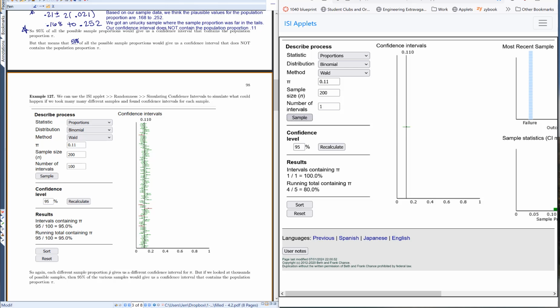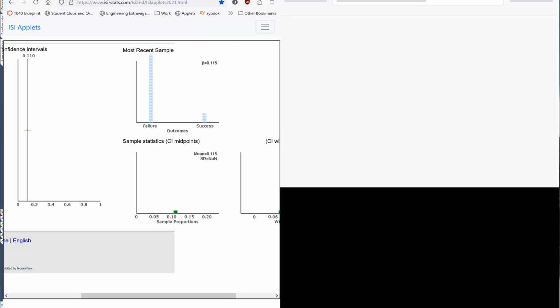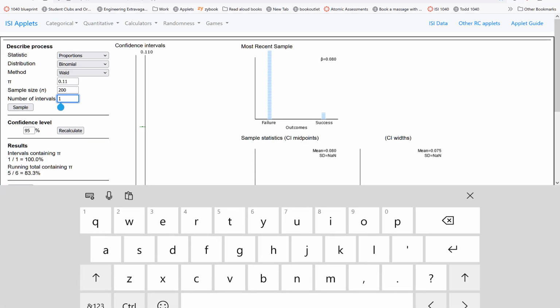I can take a different sample. Notice now my sample proportion is 0.115. I got a different sample proportion, a different width. I was centered at 0.115, and when you look at the confidence interval, it does contain my population proportion. I could take a different sample, so now I'm centered at 0.080. When it does the confidence interval, it is wide enough that it does contain my population parameter 0.110. Let's maybe try 10 intervals at a time.